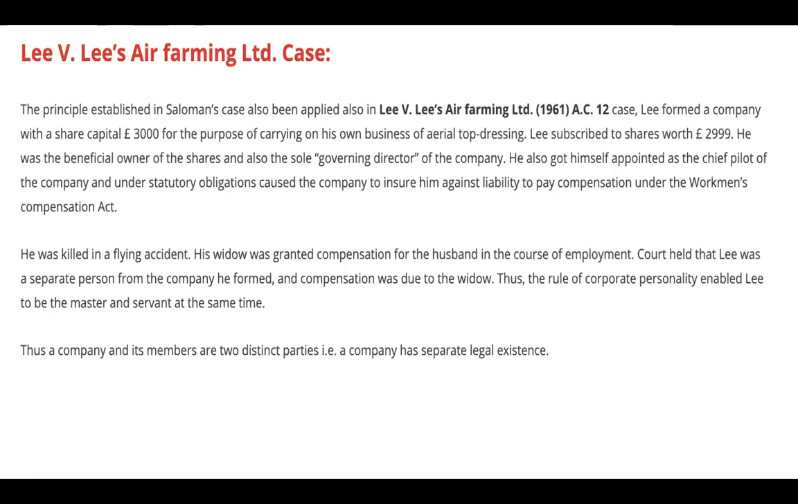Thus, a company and its members are 2 distinct parties. That is, a company has separate legal existence. So, after going through these 2 famous cases, we come to the conclusion that a company has a separate legal entity from its members. So, these are 2 separate entities.